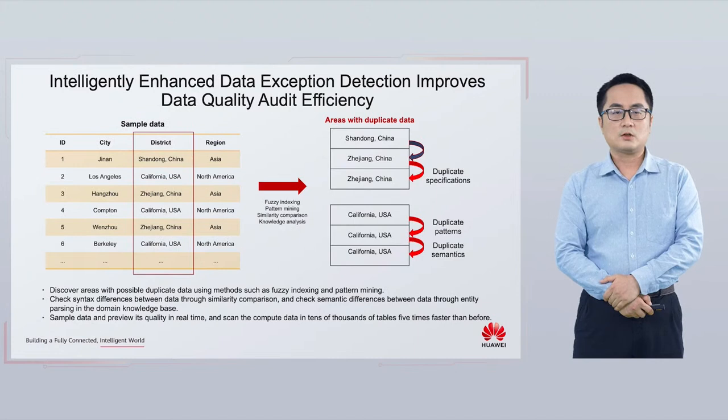We will launch the intelligent data quality check feature soon. This feature intelligently detects and repairs abnormal data. For example, it deduplicates data automatically. This feature helps Huawei's supply chain system simplify and combine massive overseas logistics addresses. This is a simple example. First, we have fast index and pattern mining to find possible duplicate data blocks. For example, this column contains duplicate data blocks. Then, check syntax difference between data through similarity comparison. This feature has high performance and does not affect the service database. With the feature, users can scan and compute data in tens of thousands of tables 5 times faster than before.